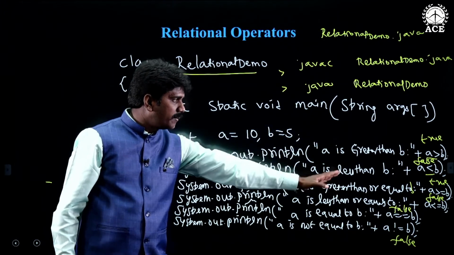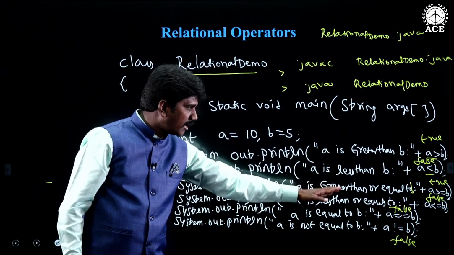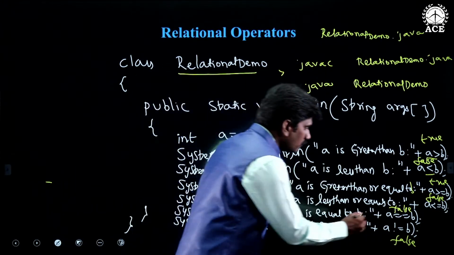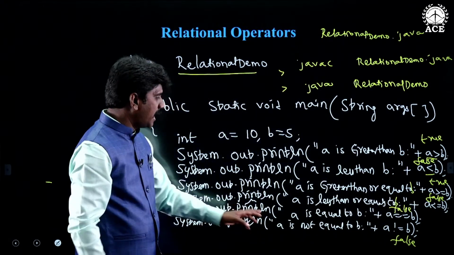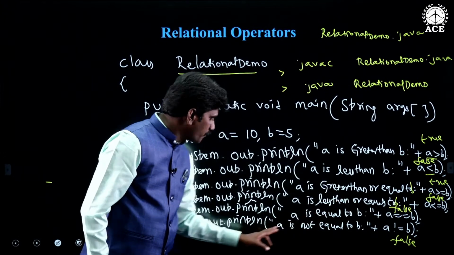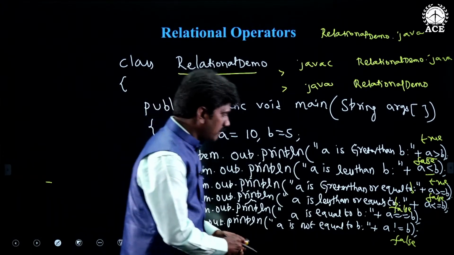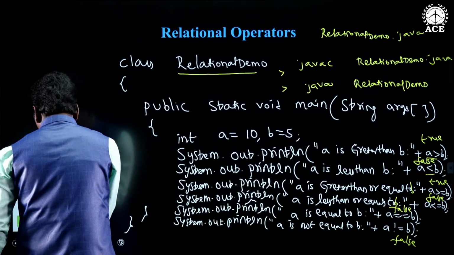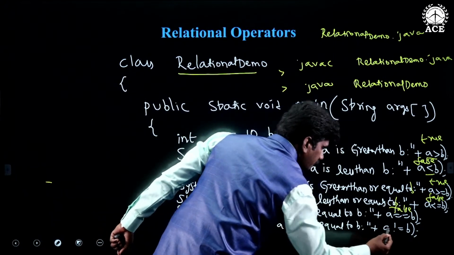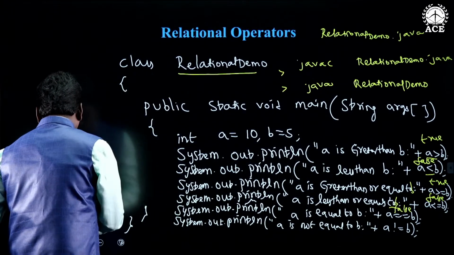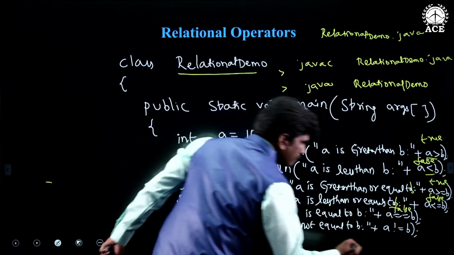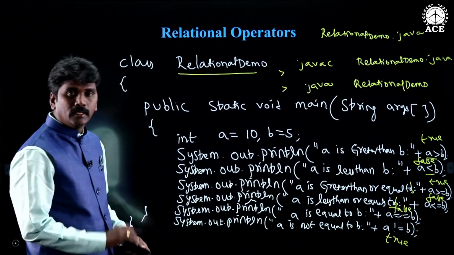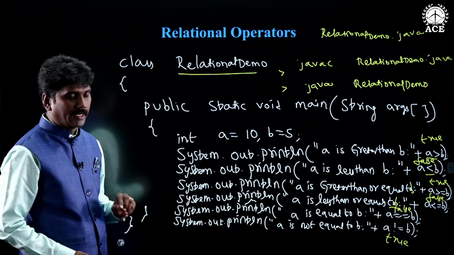If we run this program, we are going to get the output: A is greater than B true, A is less than B false, A is greater than or equal to B true, A is less than or equal to B false, A is equal to B false, A is not equal to B, here what we are going to get is true. Here we will get A is not equal to B is true. Right? This is the program for relational operators.